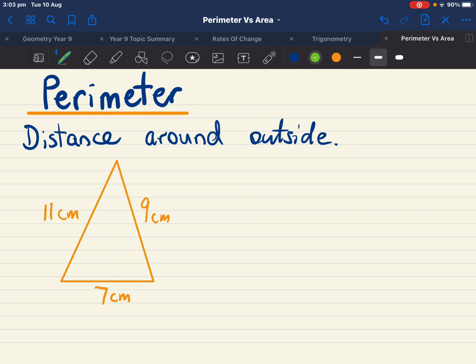If we look at this first one here and wanted to find the perimeter, I'm just going to use a capital P for perimeter. So the distance around the outside, all we have to do is add up the total distance or length around the outside of the shape. You add them up together and you end up getting a length. In this particular case, the perimeter of this triangle would be 27 centimeters, right? That's how long it was around the outside. That's perimeter, that's what it is, and that's how you do it. You just add up the sides on the outside.